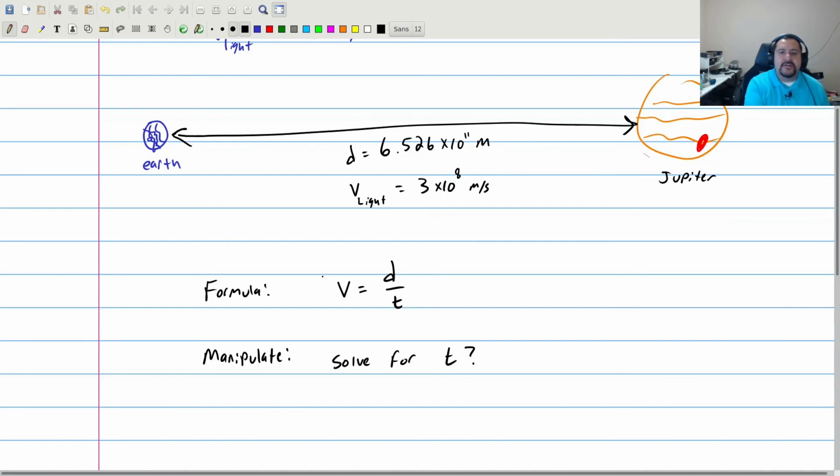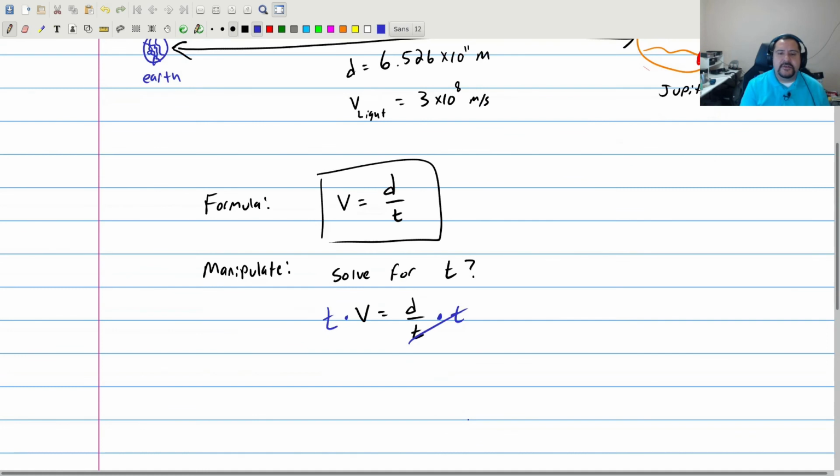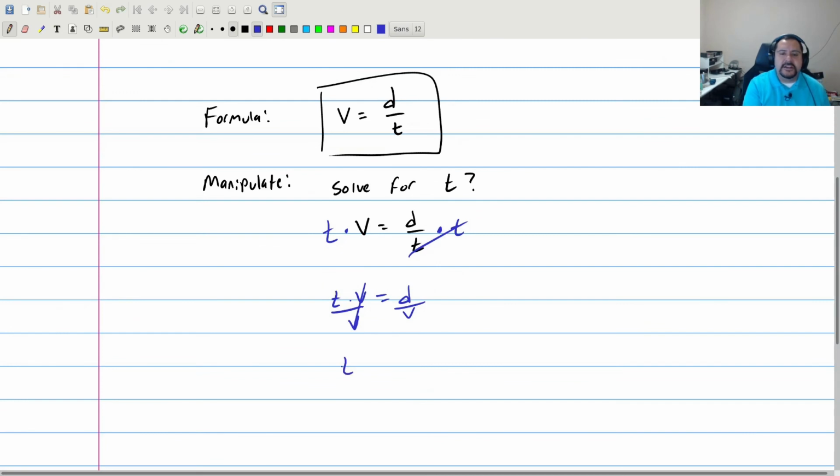Well, in order to solve this equation for time, I've got to start by multiplying both sides by time. So v equals d over t. I'm going to multiply both sides times time. So times time here and times time there. Those are going to go away, and we are left so far with t times v equals d. Now I want to get time by itself, so I'm going to divide by v on both sides. So divide by v, those go away, and I'm left with t is equal to d over v.